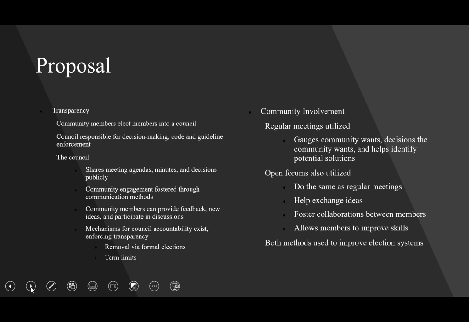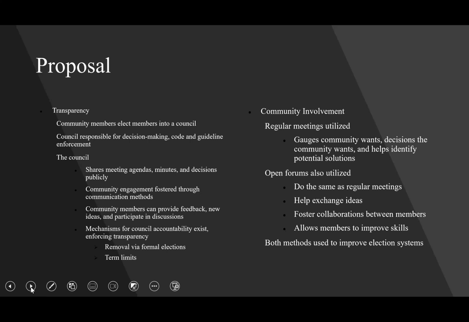As stated, the council operates with transparency by sharing meeting agendas, minutes, and decisions publicly. One way the council must do this is by use of regular meetings and open forums. Alongside sharing meeting information, regular meetings allow the council to gauge what decisions the community wants to be made and help identify potential solutions to internal issues.